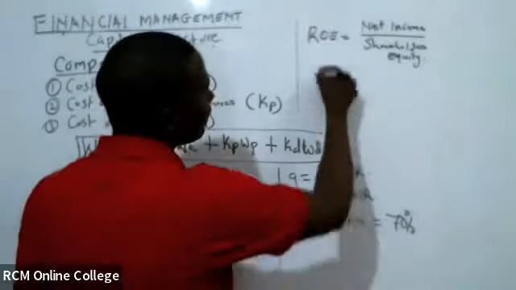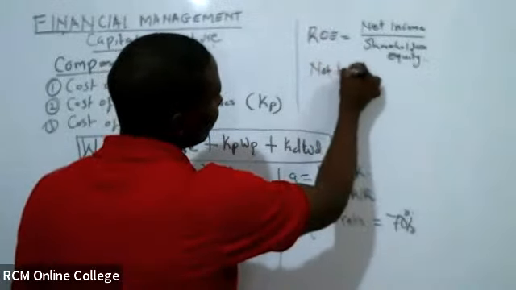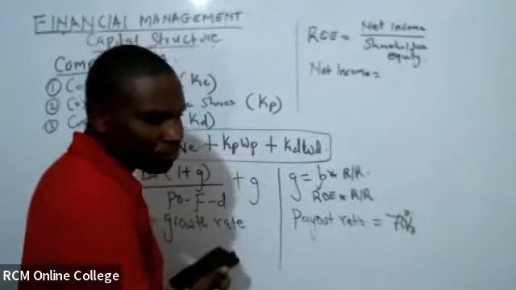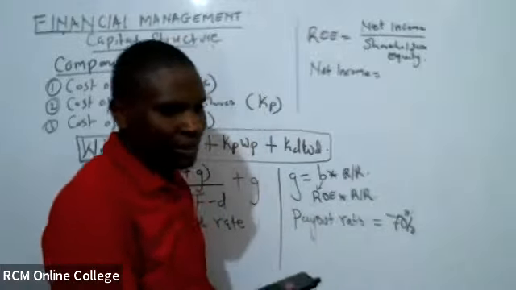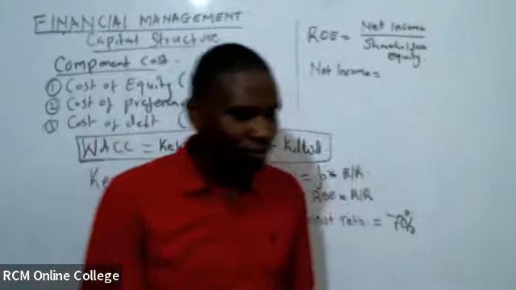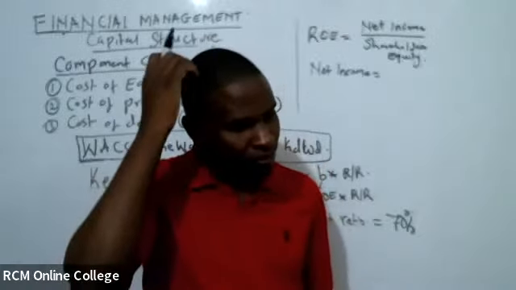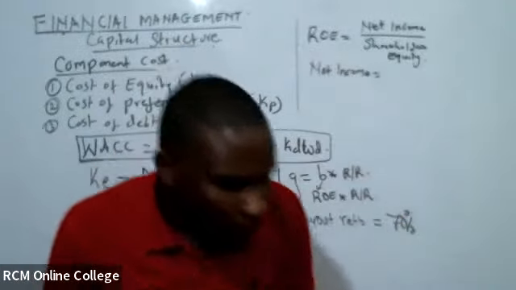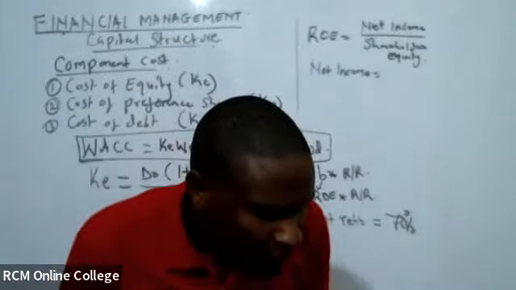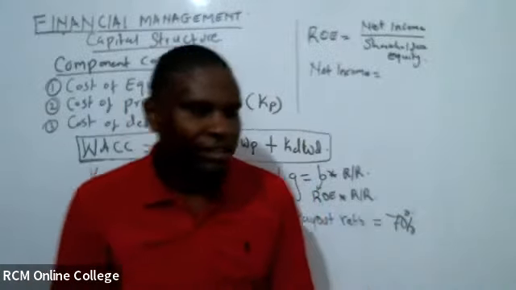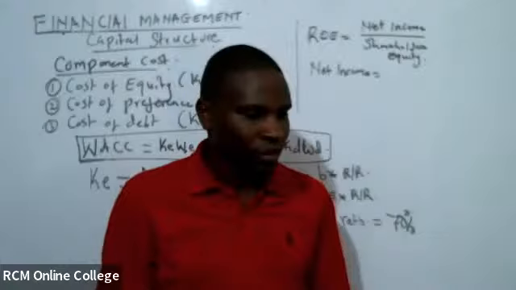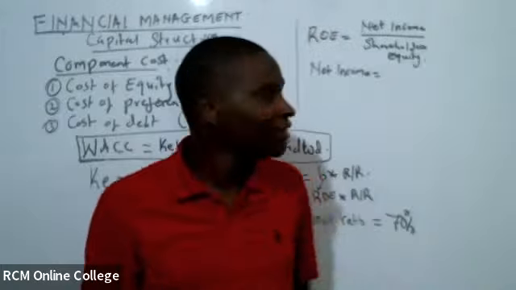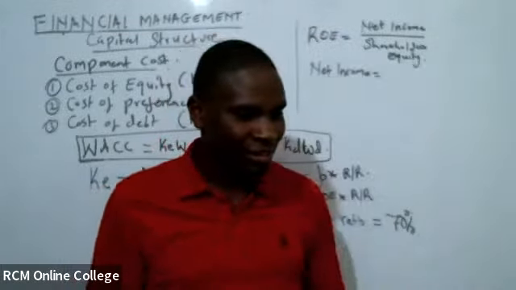Another thing arises, net income. How do we arrive at net income? Sasa hii ni rahisi. How do we get net income? Net income tunapata namna gani? Operating income less interest and tax. Okay, that is when you have the income statement items. Assume you are given EPS. Maybe the examiner gives you earnings per share.